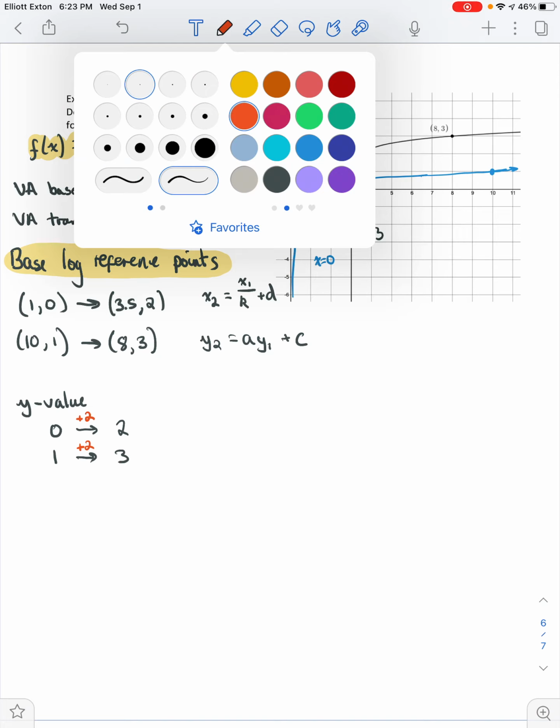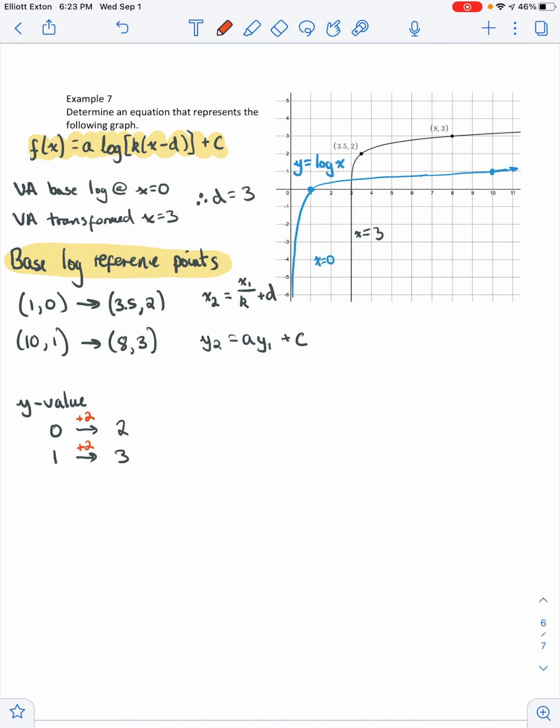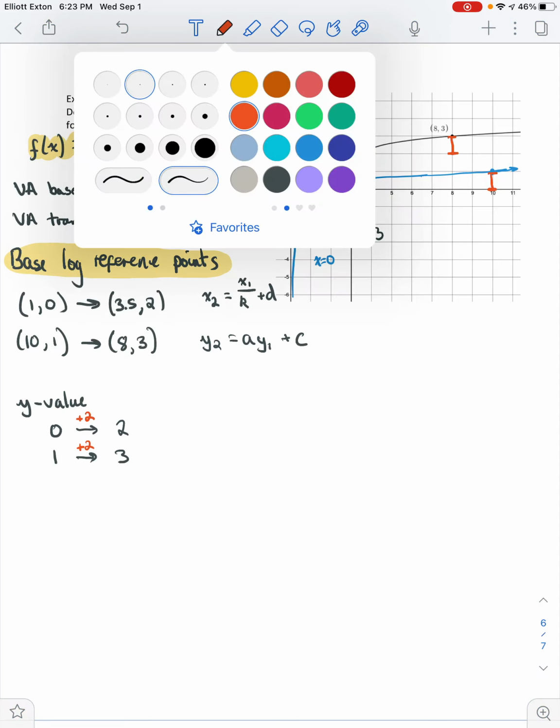If we look at the graph of these functions, these first 2 points, here's our transformed version, they're 1 y unit apart. And if we look at our untransformed version, these are also 1 unit apart. If there was a vertical stretch, those points would be greater than 1 y unit apart. If there was a vertical compression, they would be closer than 1 unit apart, or less than 1 apart. So we can see here that the a value must be equal to 1.